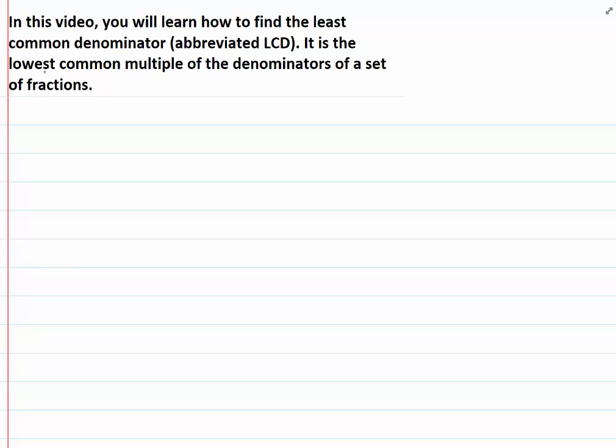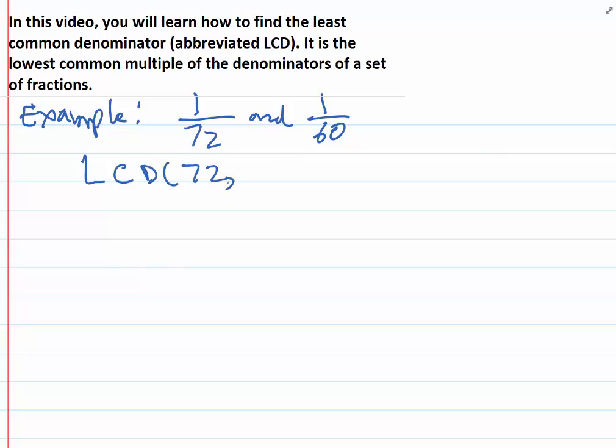Here is an example. I'm going to take the fractions 1 over 72 and 1 over 60. The first fraction has a denominator of 72 and the second fraction has a denominator of 60. I'm going to show you how to find the LCD of 72 and 60. Knowing the LCD is very useful when adding, subtracting, and comparing fractions. So let's find the LCD of 72 and 60.